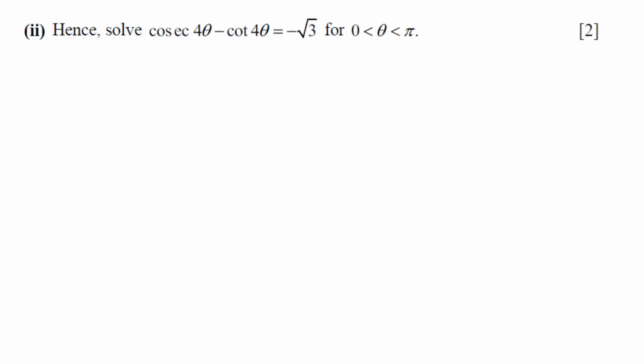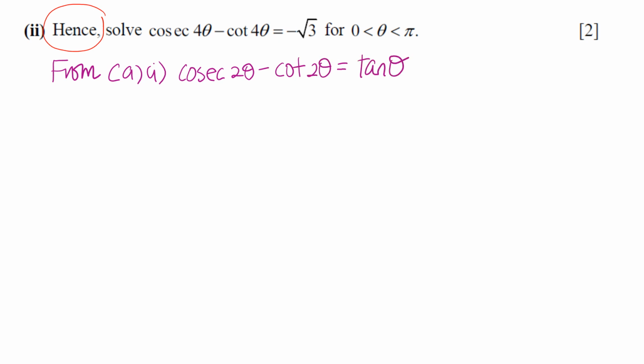In A part 2, we are asked to solve a trigo equation. And the important word to take note of is the word hence. Hence means you have to make use of the answer that you obtained in A part I. And what is it that we have done in A part I? Yes, we have proved some trigo equations. And what is it that we proved? Yes, we proved that cosecant 2 theta minus cotangent 2 theta is equals to tangent theta. It's actually an identity.